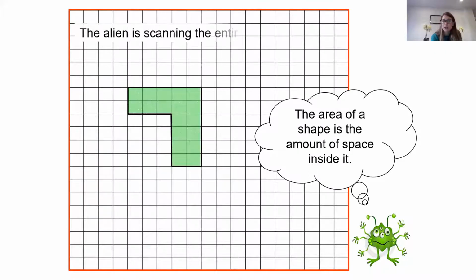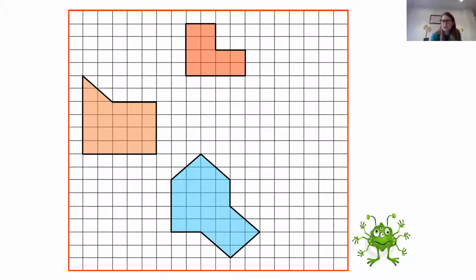Okay? And I think of it as an alien scanning the area. So it's literally going 1, 2, 3, 4, 5, 6, 7, 8, 9, 10, 11, 12, 13, 14, 15, 16, 17, 18. And we're scanning the area like that. It's inside. And we can do the same for these shapes as well. You're counting up the area. You're counting up how much space is taken up inside the shapes.